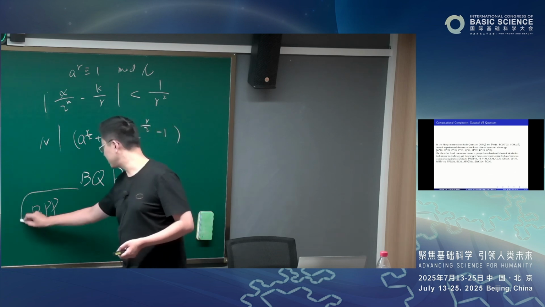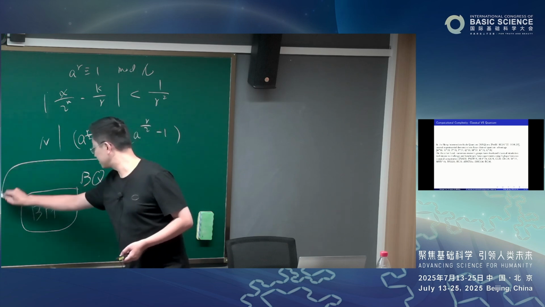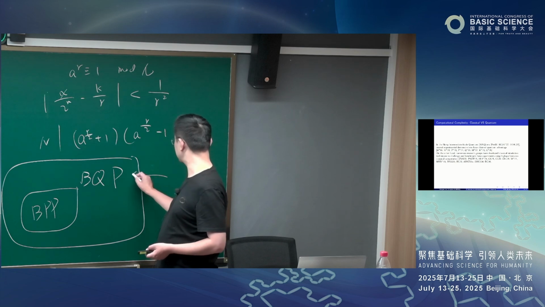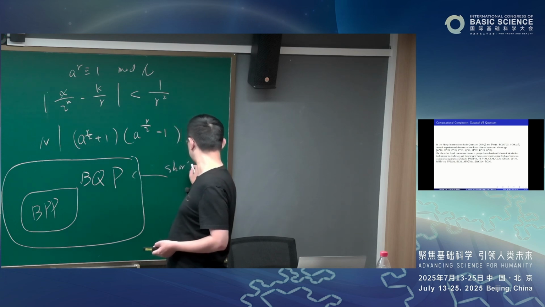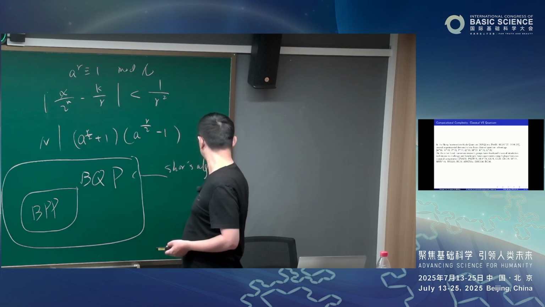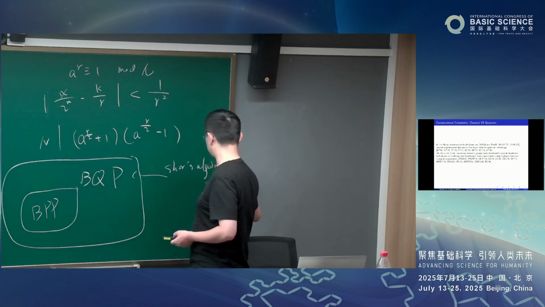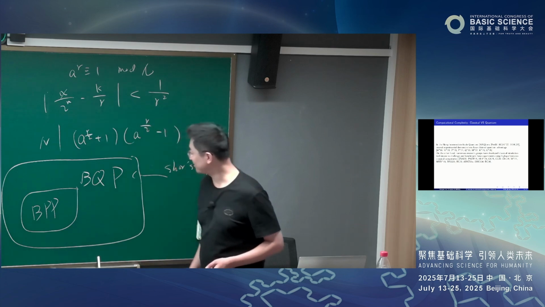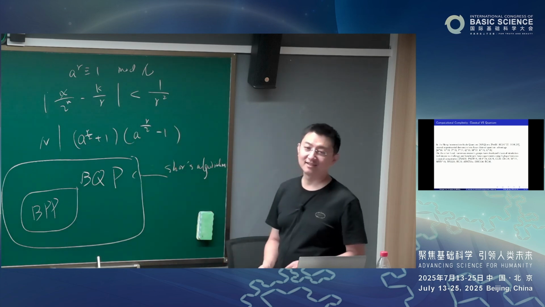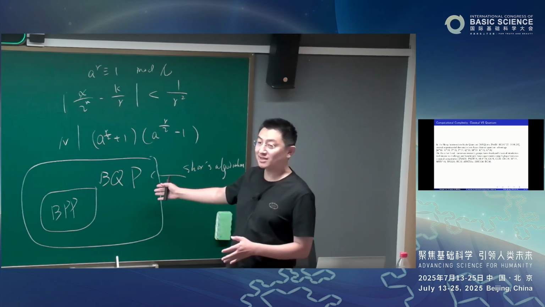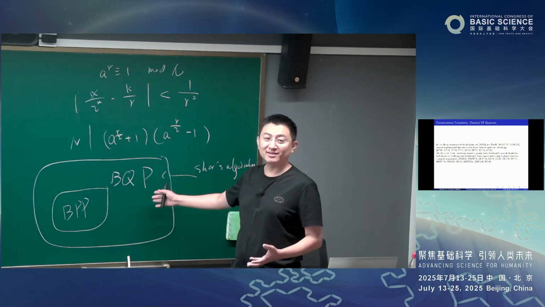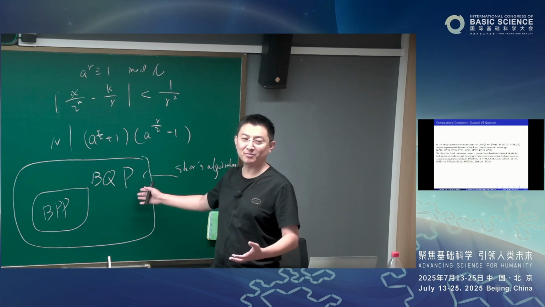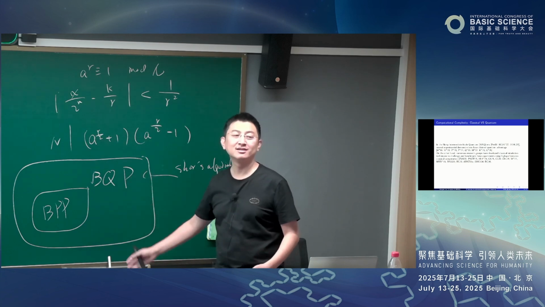And somehow we believe this is bigger than that. Like Shor's algorithm is here, this factorization problem, the factoring problem. So this is kind of the major argument that we believe quantum computers are the next generation technology. It can solve more problems than classical computers, more efficiently.